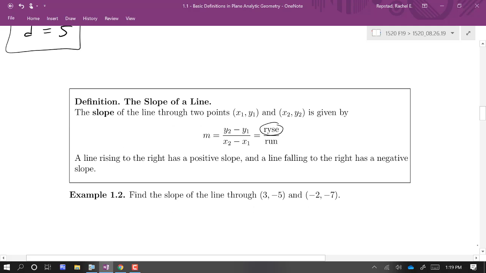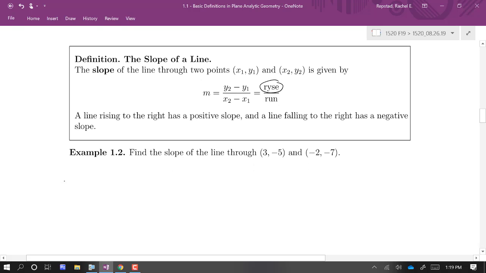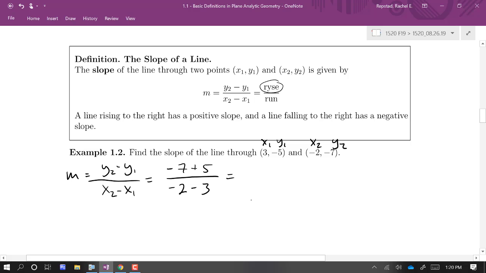So I want to find the slope of the line segment connecting these 2 points. Again, I'm going to just assign one of these to be my x1, y1, and one of them will be my x2, y2. So we have -7 minus -5, so that's +5, divided by -2 minus 3. That gives us -2 over -5. And just like with any other fraction, I'm going to simplify it, so this is a positive 2/5.